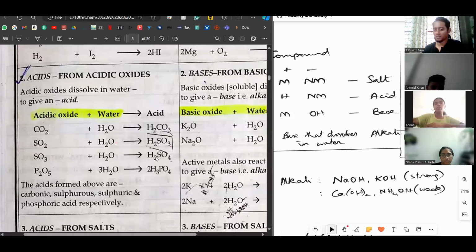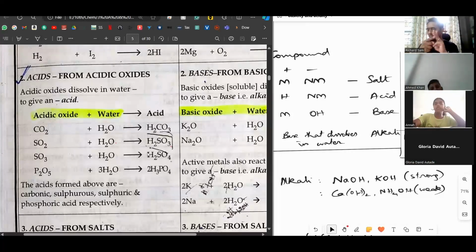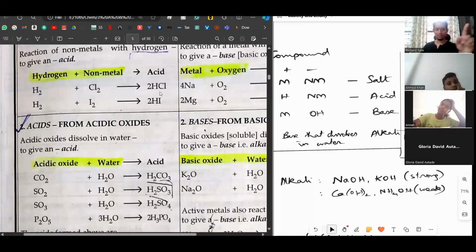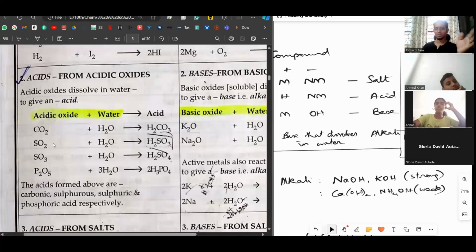Sulfuric acid. You all know sulfuric acid. You have a chapter on it. Okay. What are the three strongest acids? Sulfuric acid, nitric acid, and HCl, hydrochloric acid. So hydrochloric acid, see that we already made here, the direct combination. The second strongest is sulfuric acid. That is made from an acidic oxide. And then you have nitric acid.